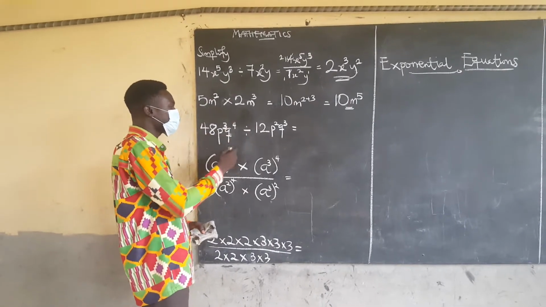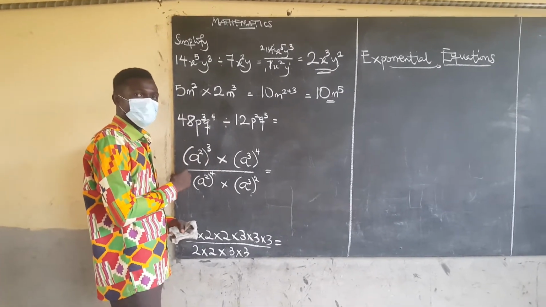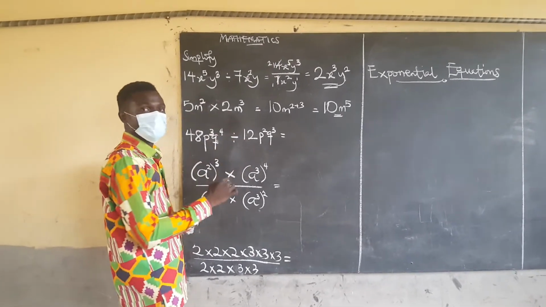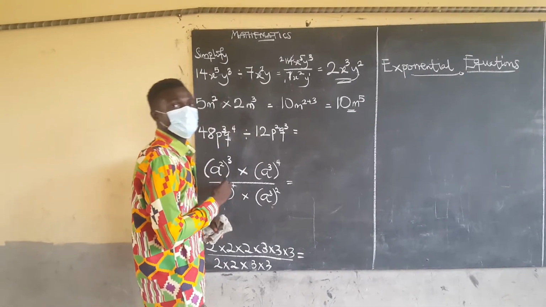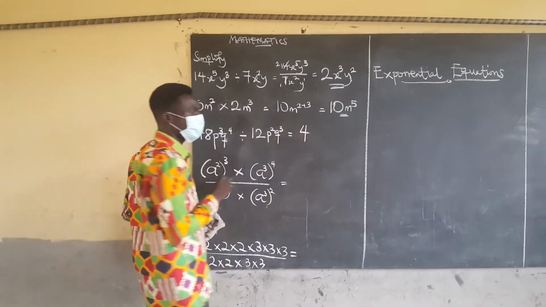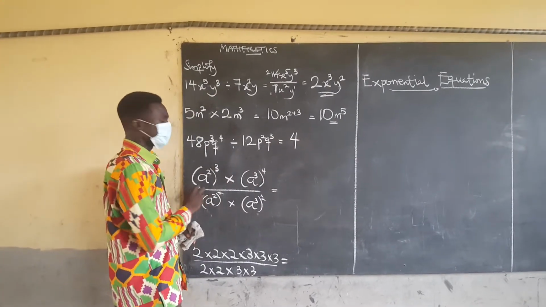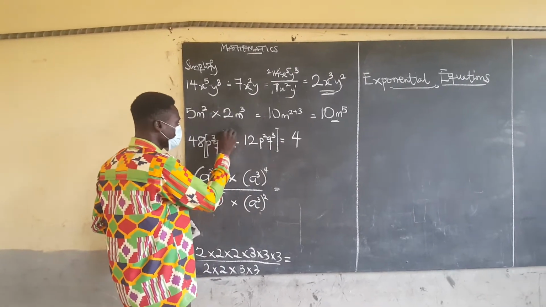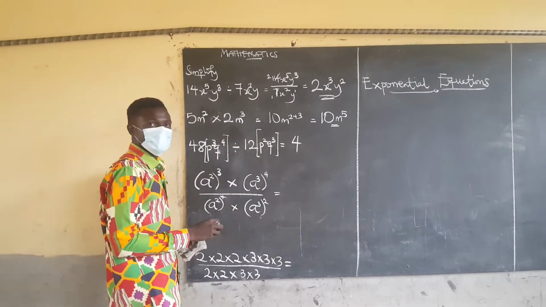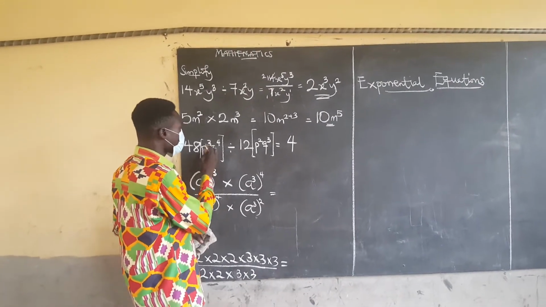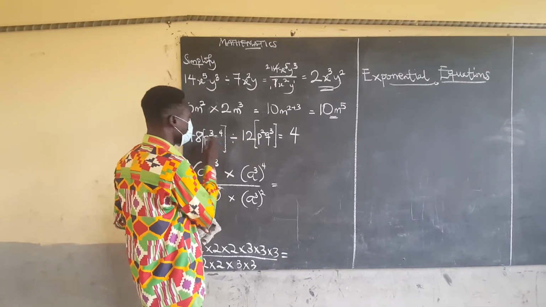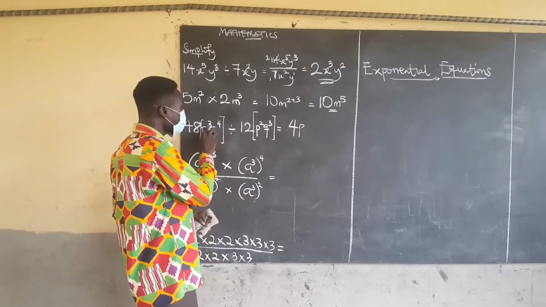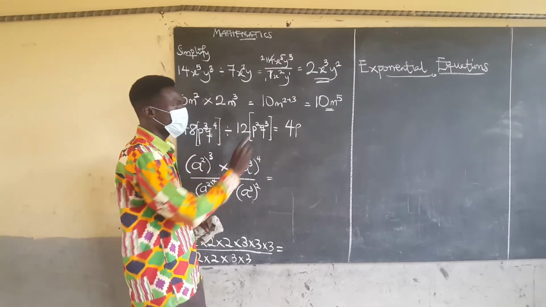If I divide 48 by 12, what will I get? This is the same as 48 over 12. 12 will divide 48 4 times. So 48 divided by 12 is 4. Now when you look at the variables here, we are going to apply these variables using the law of indices. If you are dividing and the bases are the same, we pick one base, then we subtract the powers. So 3 minus 2 will give us 1.